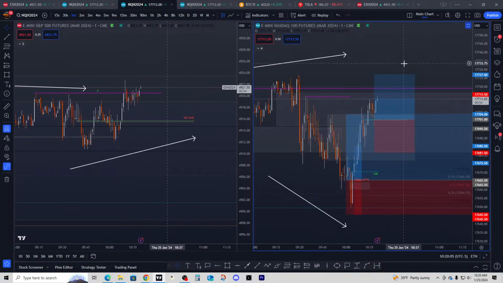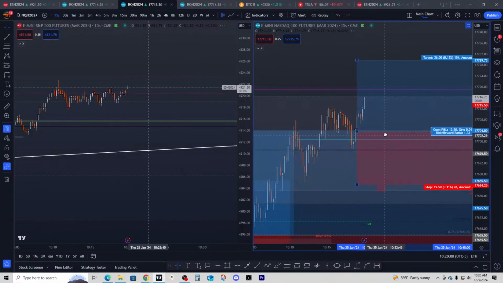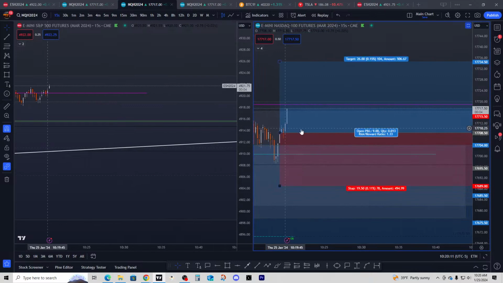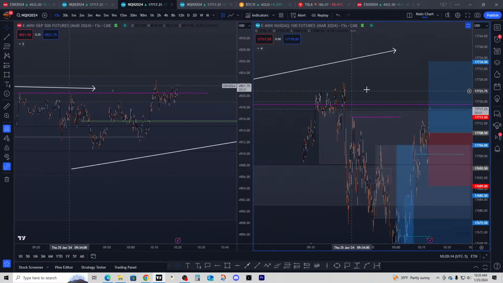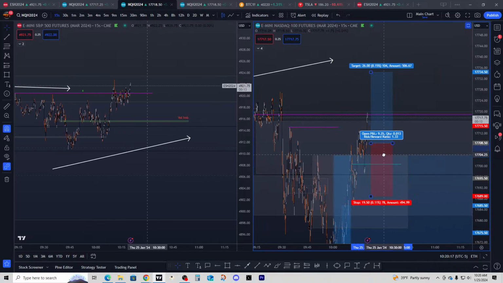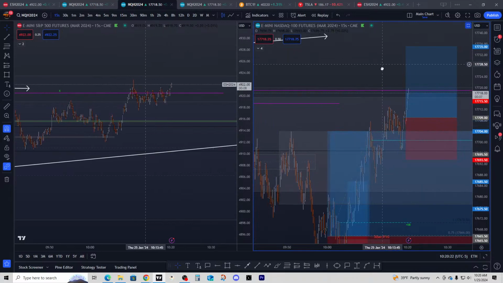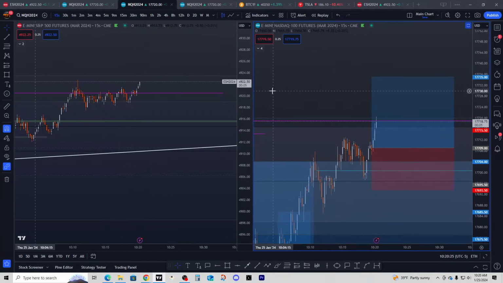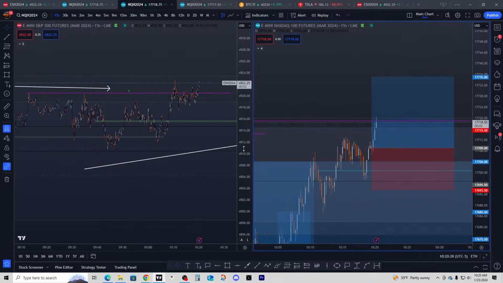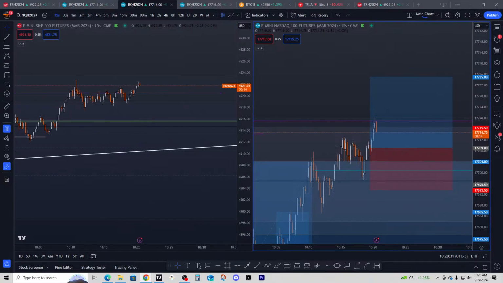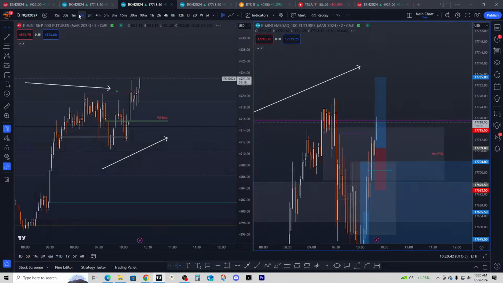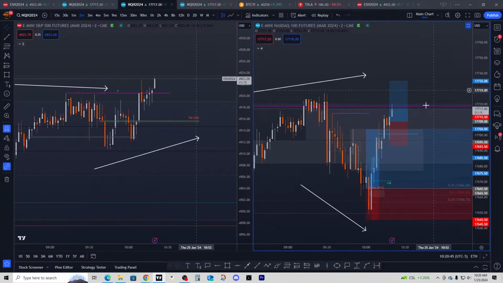Solid move right here. Okay, we just took out that high. So if you're in this trade, you got to move it to break even. Oh my god, this is ripping, dude. Crazy. 15-second time frame. Holy shit. Wow, that was sexy.